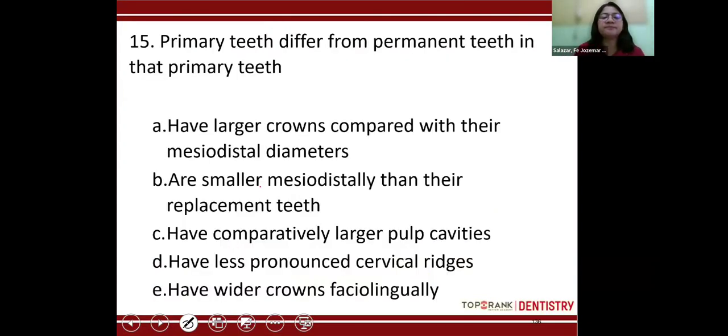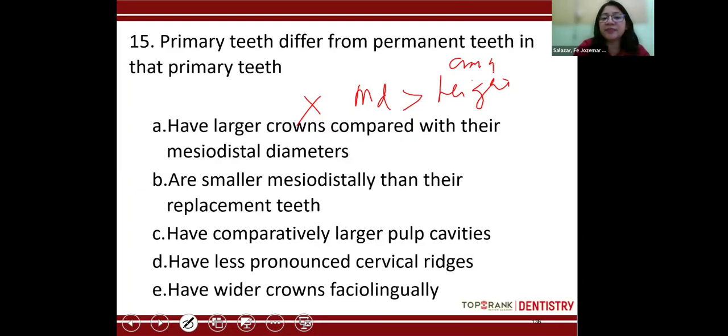Number 15. Primary teeth differ from permanent teeth in that primary teeth, A, have larger crowns compared with their mesiodistal diameters. Wrong, di ba? They have shorter crowns compared with their mesiodistal diameter. So mesiodistal greater than height of crown. Okay, although this is more of a primary central incisor. Okay. B, are smaller mesiodistally than their replacement teeth?